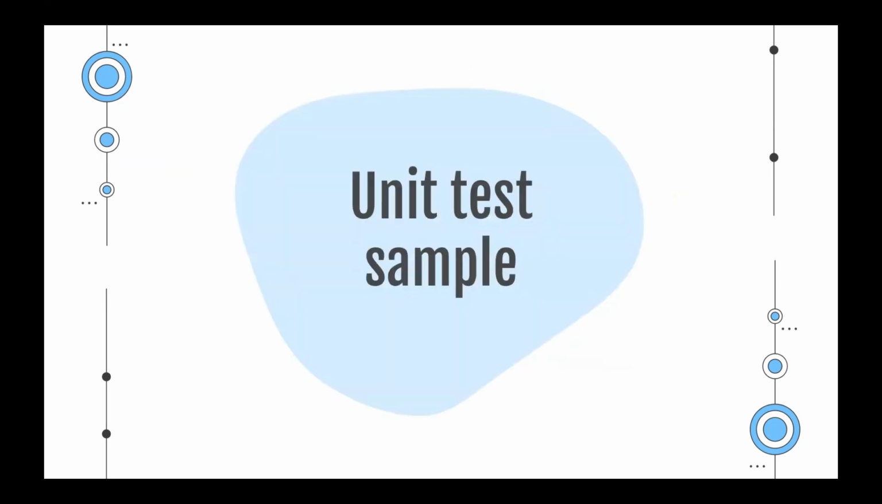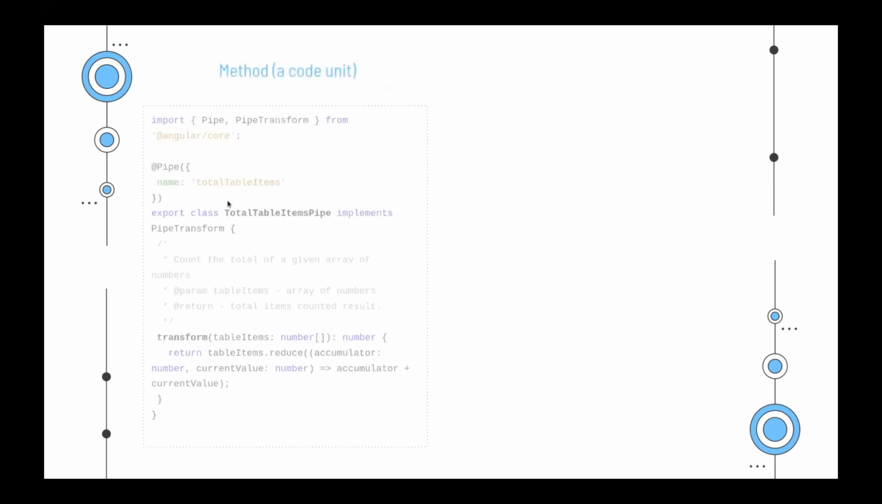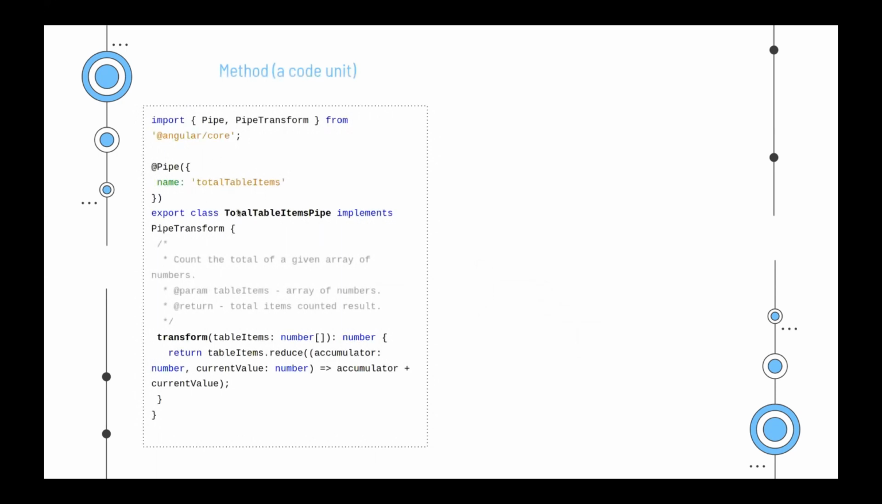So let's go now to a unit test sample. I've prepared a small code sample here. So this is our method. We have a method written in TypeScript for an Angular application. We call this class a pipe in Angular context. It's a total table items pipe class with a single method, transform. So we have here the documentation of this method.